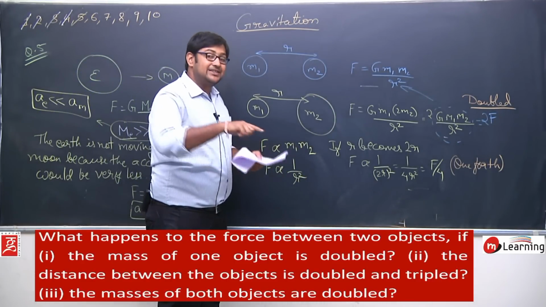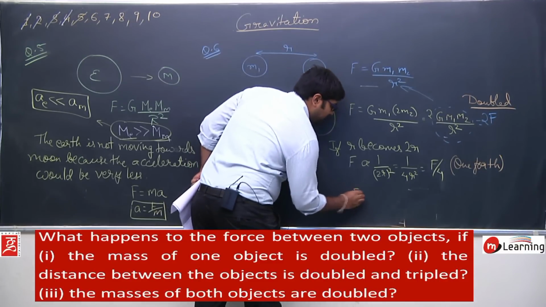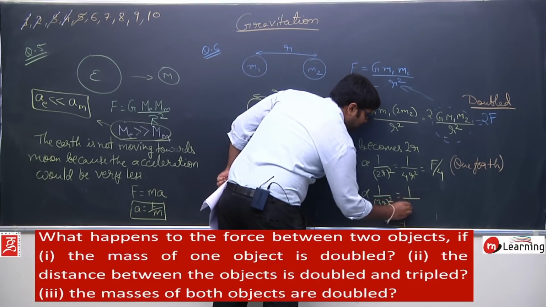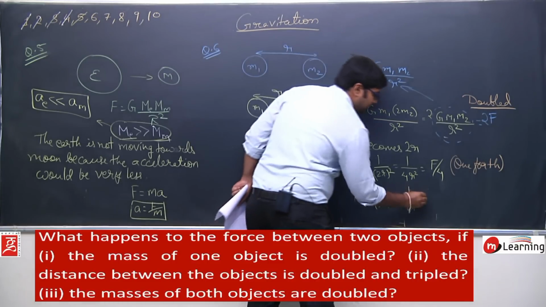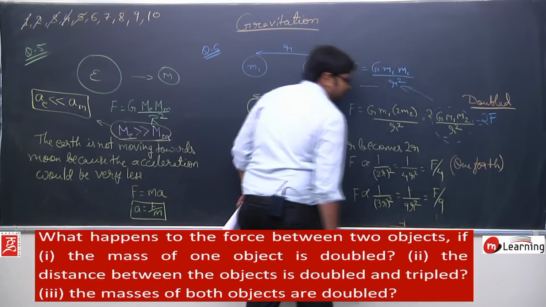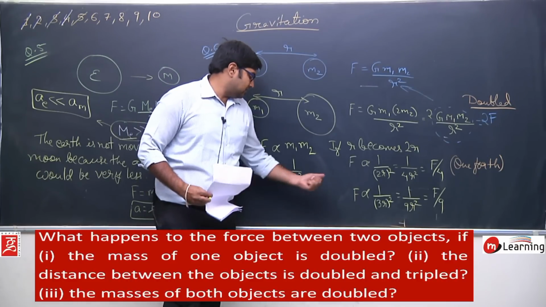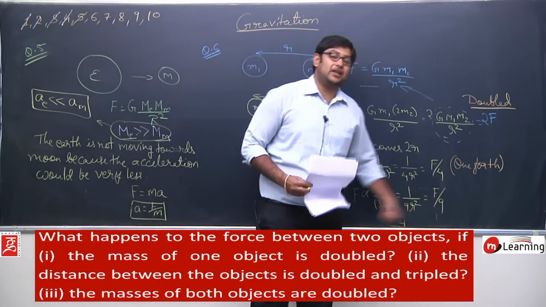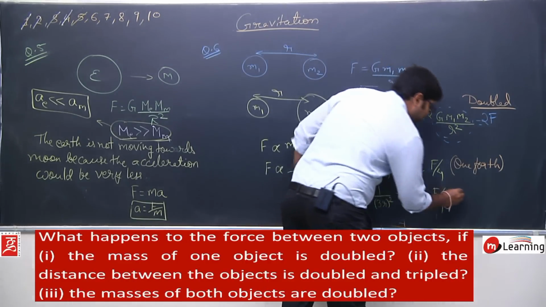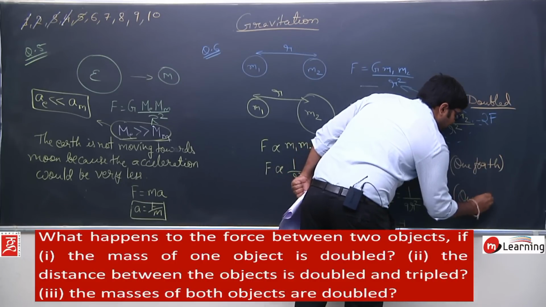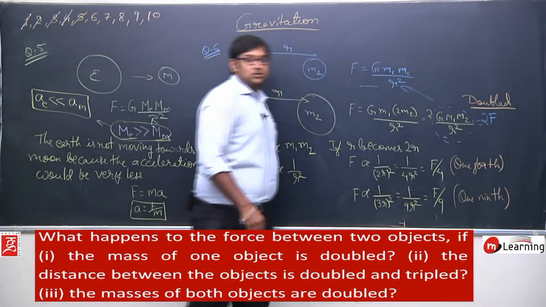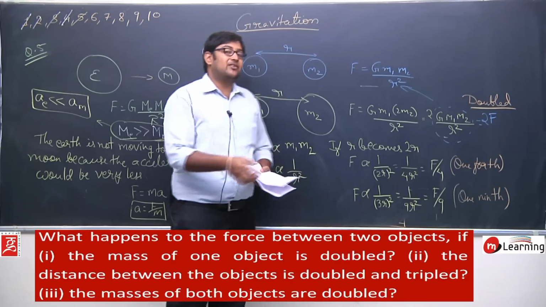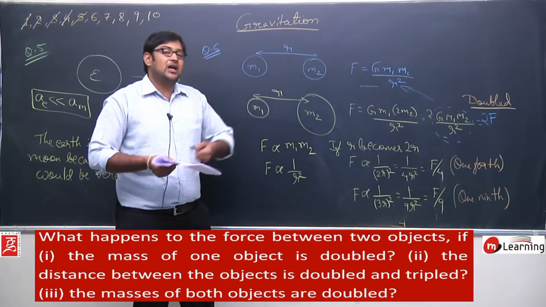Now similarly, if the distance is tripled, what will happen? The force will be proportional to 1 upon 3 times r to the power 2. This becomes 1 upon 9r square, and here again we can see F upon 9. So when the distance was r, the force is F. Now when the distance becomes 3r, the force becomes F by 9. So the force will become 1/9 of the force when the distance was r.